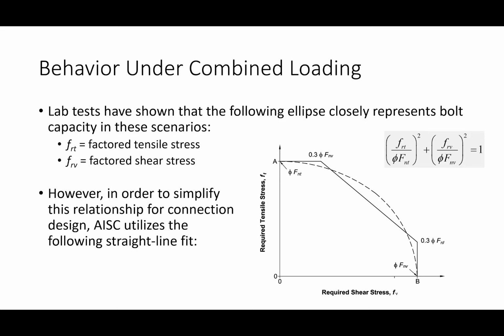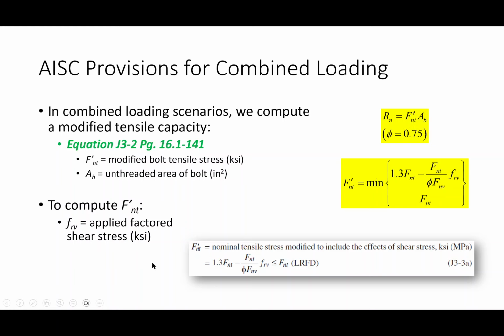So whenever these ratios get above 30%, either here or over here, we have a straight line fit where one capacity is reduced based on the presence of the other load. Does that make sense? Everybody okay with that? Now, the way that we compute that is through the following expression. Instead of calculating FNT times AB, we calculate this FNT prime. It's a modified tensile capacity, based on the presence of shear, okay?